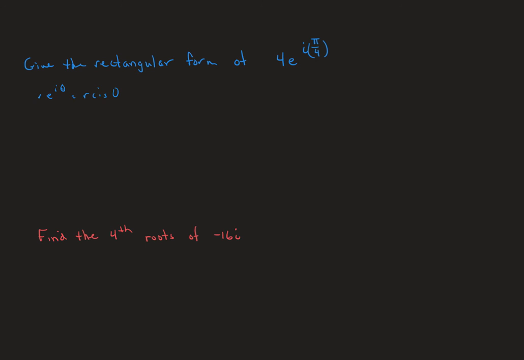Okay, so this is kind of crazy, but our r e to the i theta is going to be r cis theta, crazily enough. So in our case, we're going to get 4 cis pi over 4. So that's going to be 4 cosine pi over 4 plus 4i sine of pi over 4. So cosine of pi over 4 is square root of 2 over 2, and sine of pi over 4 is also square root of 2 over 2. So that's going to become 2 square root of 2 plus 2i square root of 2.